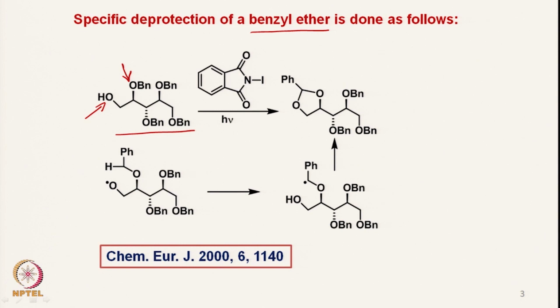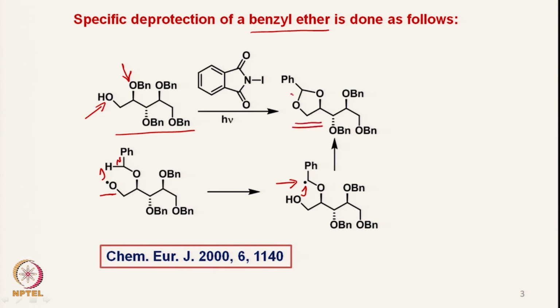So, if we take the hydroxy group and react with N-iodoamide in the presence of photolytic conditions, then we generate via the hypoiodide the corresponding alkoxy radical, which then picks up the hydrogen from here, forming this radical, which is benzylic as well as next to the oxygen, and then this cyclization here eventually leads to the corresponding acetal.